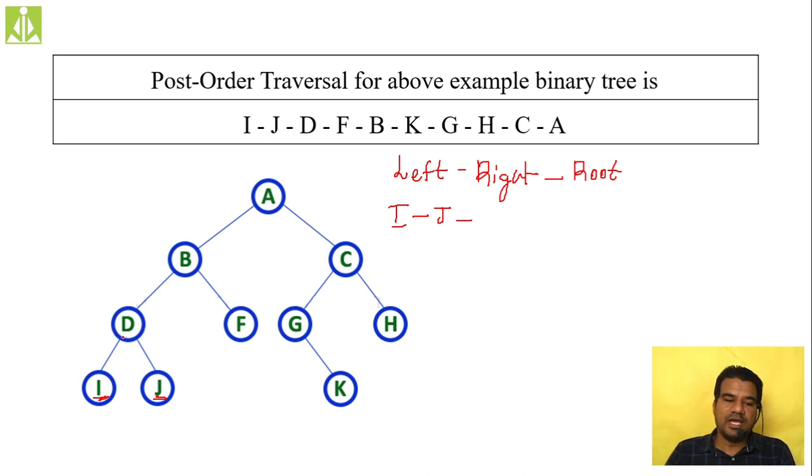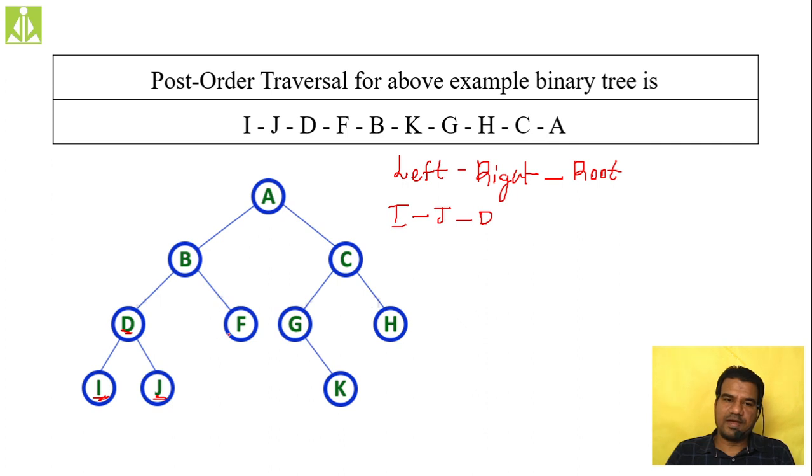So for D, left already visited, right already visited. So now you visit root D. Like this. So after D, for D, left visited, right visited, root is also visited. Go back. Come to B. For B, left is visited, right not visited. So go to right. So when we are coming to right, we have F.